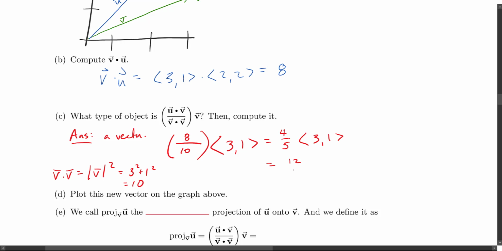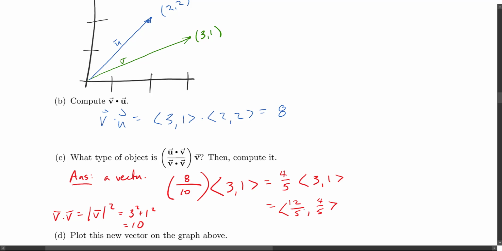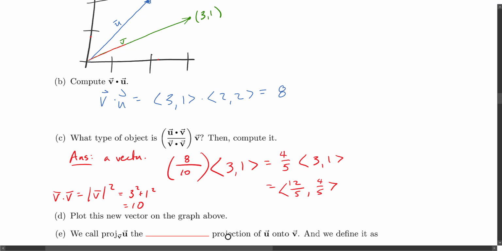And that would give us 12. Here I'm going to write everything as a single vector with no scalar out front. So this would give us (12/5, 4/5) as this new vector here. I'd like to plot this vector on the graph. Let's see what would happen. 12/5 is a little bit more than 2. That's maybe right about there. If we go up 4/5, maybe that's right about there. If I were to plot this new red vector, look where it lies. It lies right here, thereabouts.